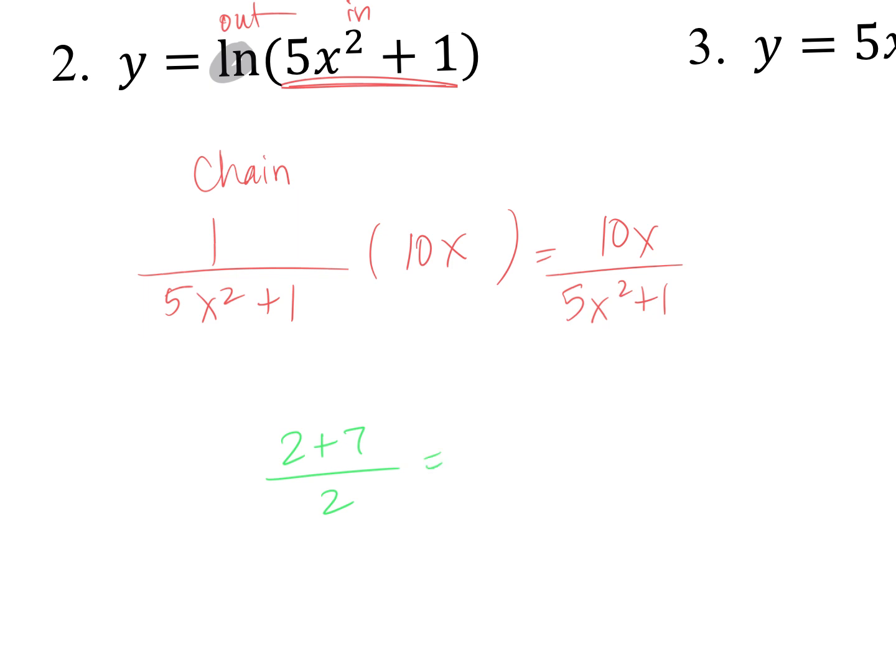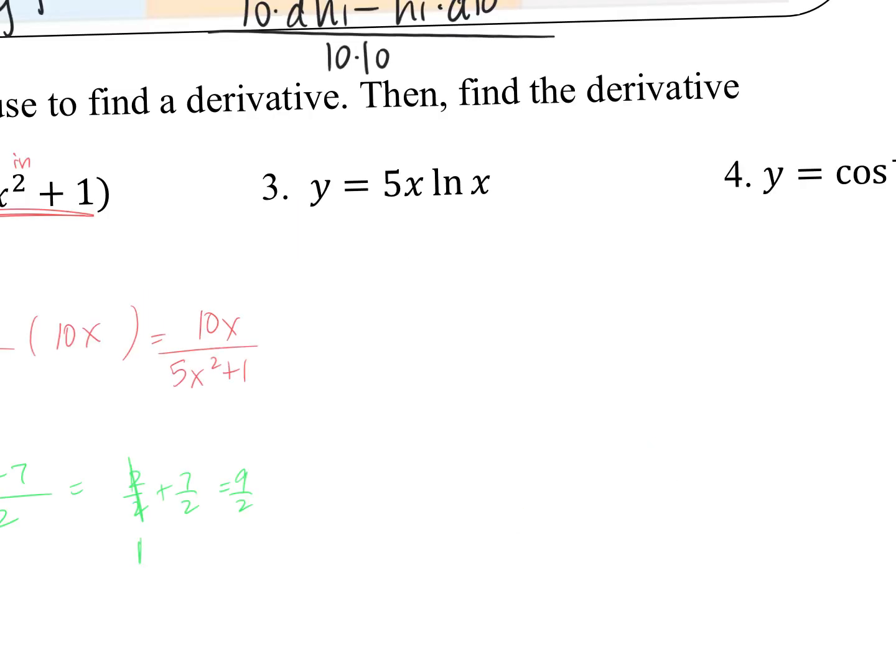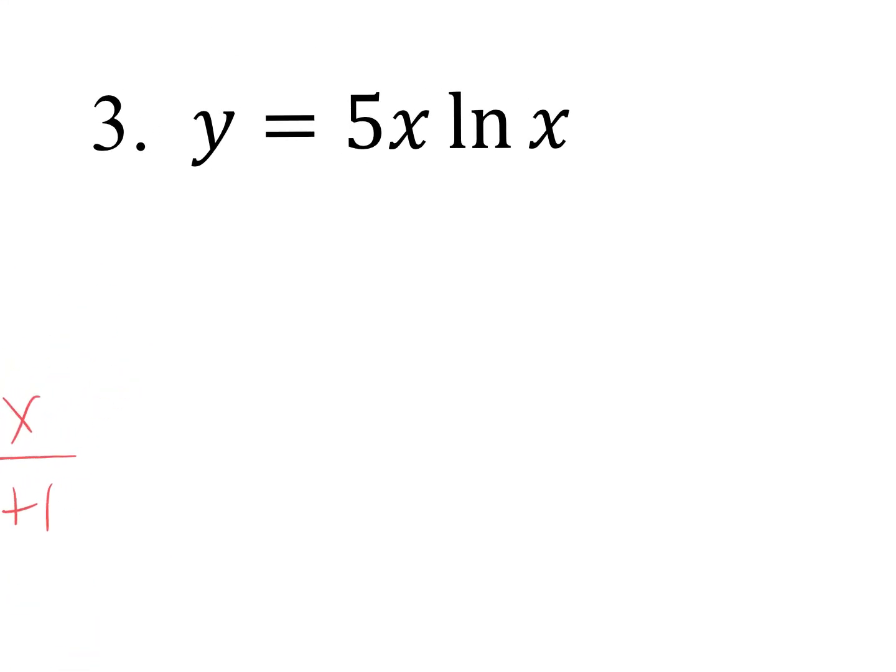But could you split it into... Oh, yeah. This could be 2 halves plus 7 halves, which is 9 halves. Is that what you're thinking? Yeah. Great. How about this one? Product rule, chain rule, quotient rule.